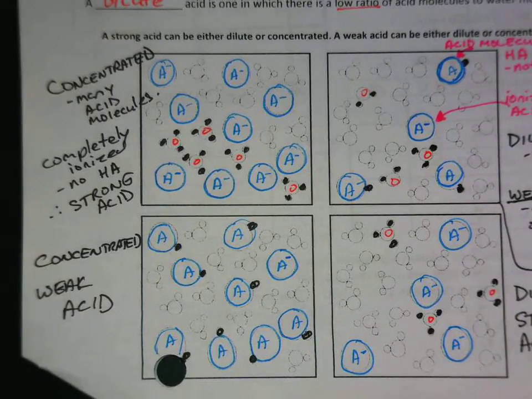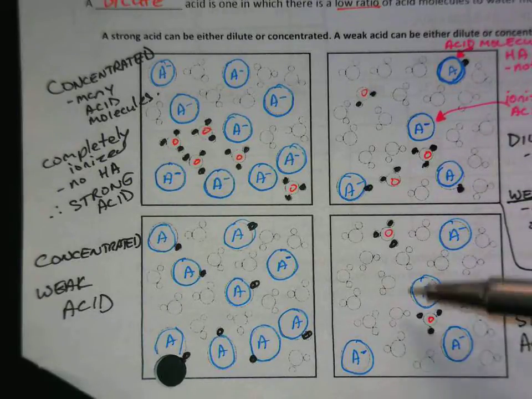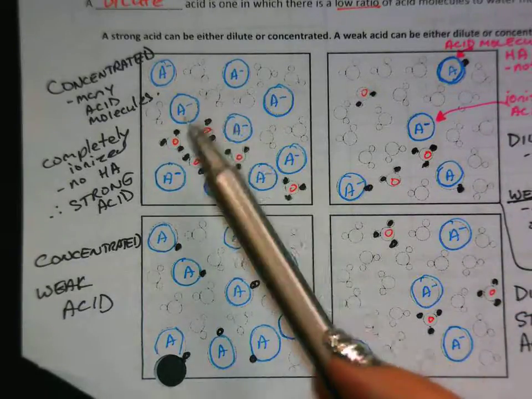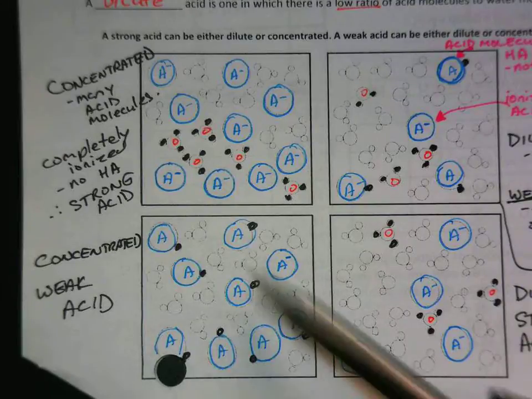So you have four options: a dilute weak acid, a dilute strong acid, a concentrated strong acid, and a concentrated weak acid.